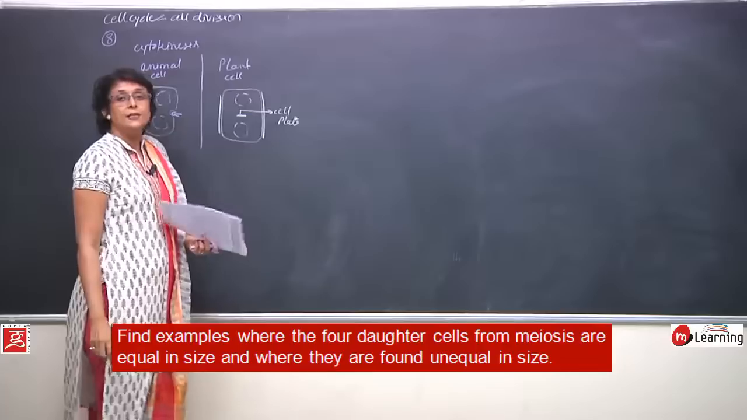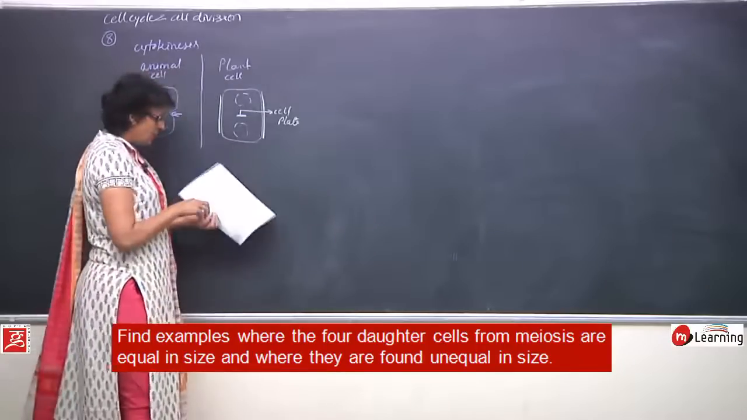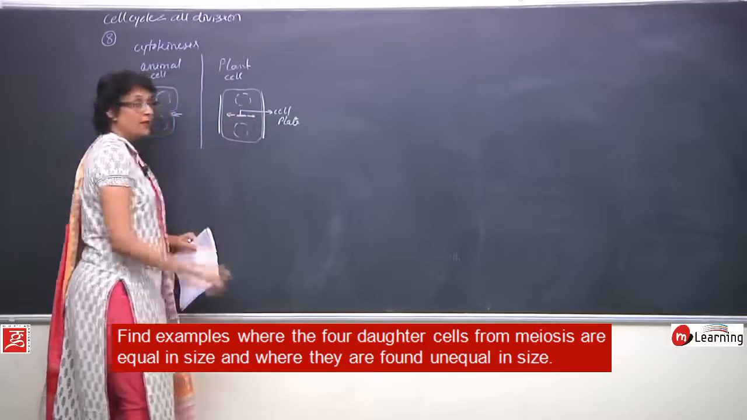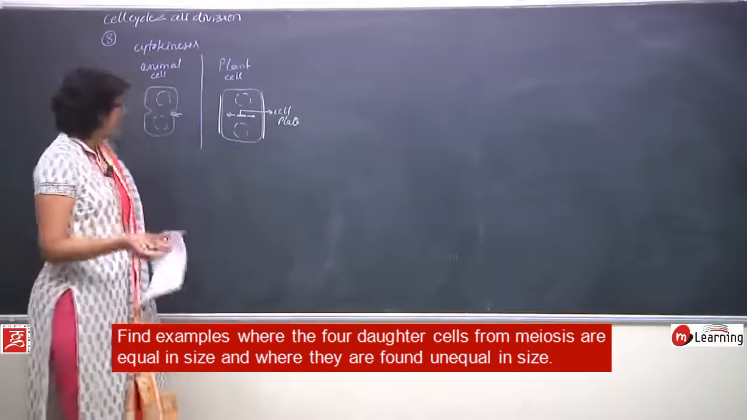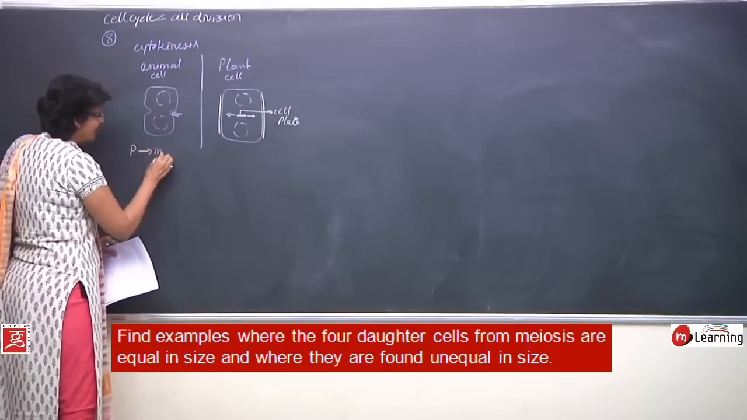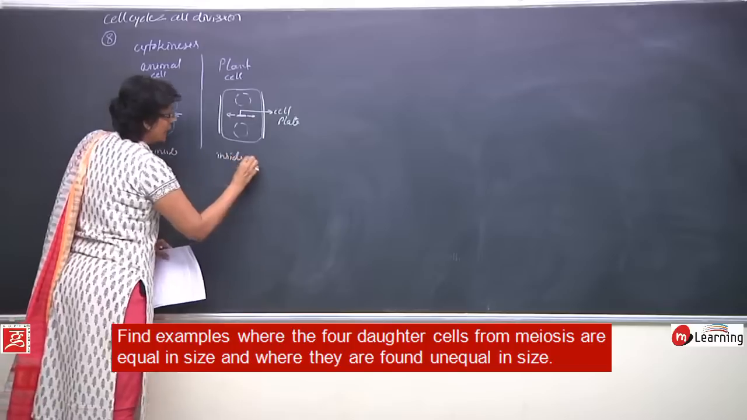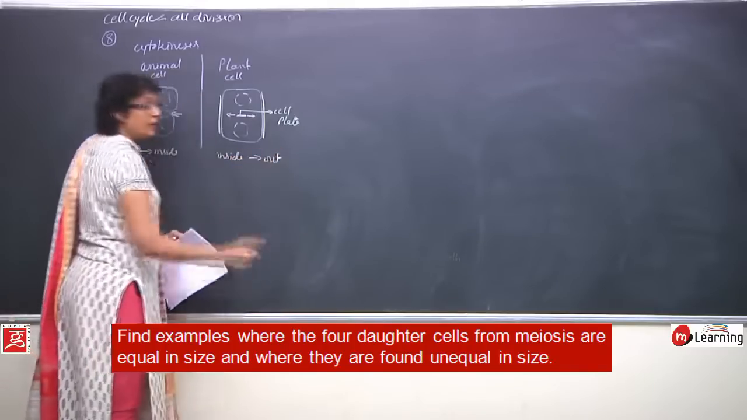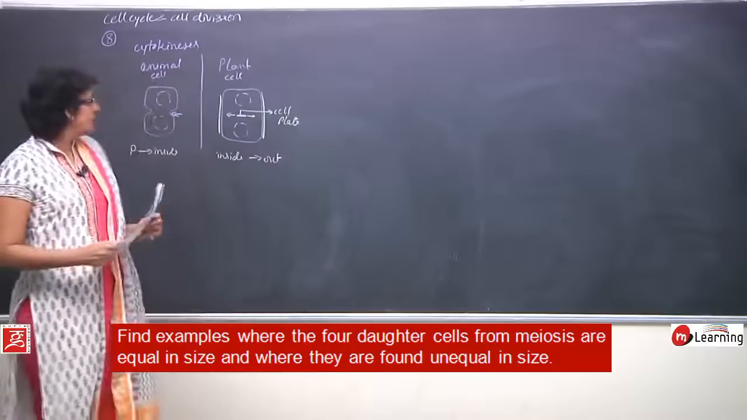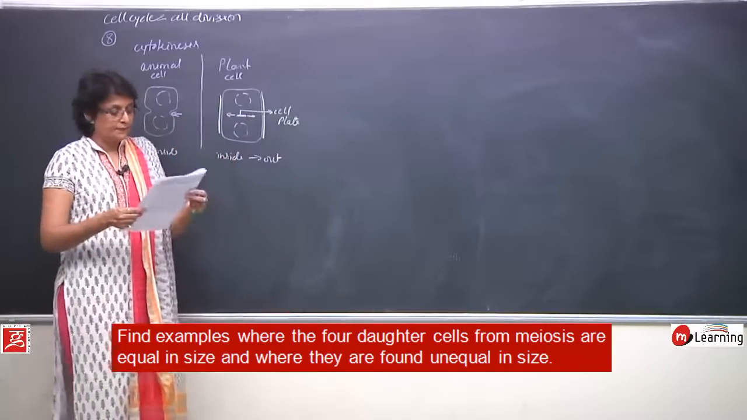This cell plate is made up of fragments of ER and Golgi. And now this cell plate grows towards the periphery. So the basic difference is, this is from periphery to inside, and this is from inside out. So this is the basic difference between the cytokinesis that takes place in an animal cell and a plant cell.